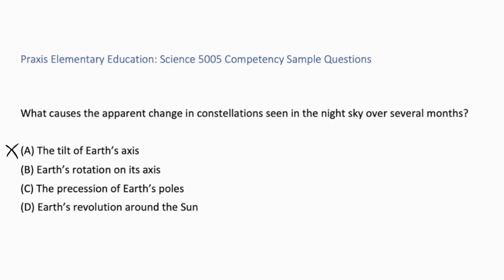A. Tilt of axis explains seasons, not constellation shift. B. Rotation explains day and night changes, not seasonal ones. C. Precession occurs over thousands of years, not months. The correct answer is D. Earth's revolution around the sun. Earth's orbit changes our view of the stars across seasons.